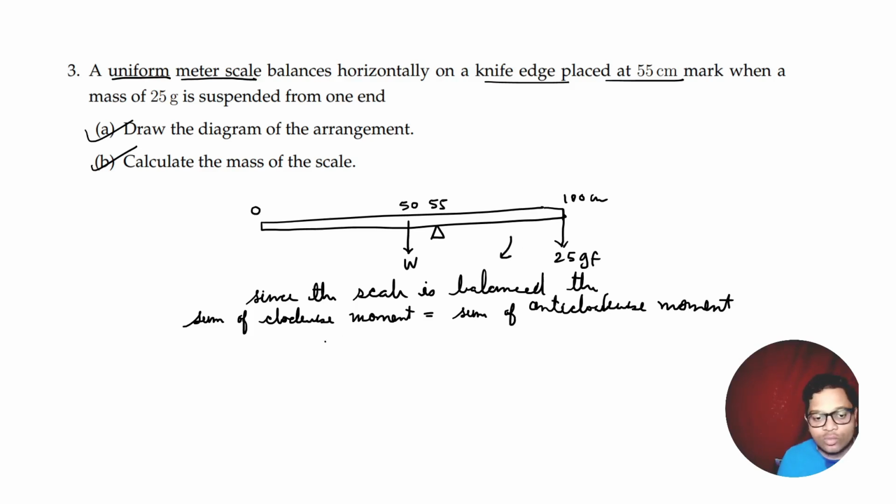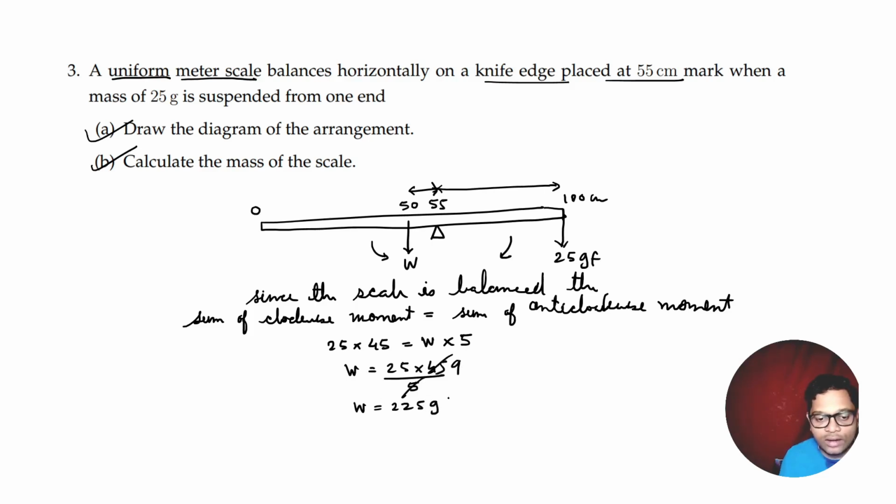So this is the clockwise moment, so that is 25 multiplied by the perpendicular distance. This distance is 100 minus 55, and that will be 45. On the other side, the one which is causing anti-clockwise is the weight of the scale times the distance. Always the distance has to be taken from the point where the weight is acting till the point where the fulcrum is. In this particular case, this is 5. So we get the weight is 25 into 45 upon 5. 5 ones are 5, 5 nines are 45. So this will be 225 gram force. That will be the weight of the scale.